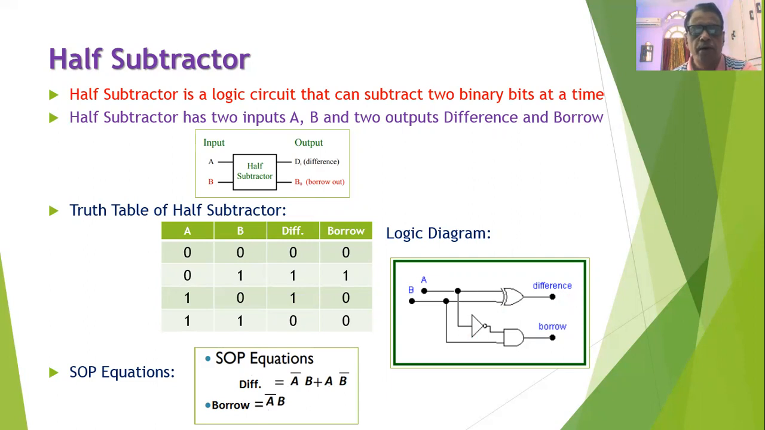In order to obtain the borrow output, we will use one NOT gate and one AND gate. The complement of A will be A bar, and then it is ANDed with B, so that we will get the borrow output A bar into B. So by making the combination of one XOR gate, one NOT gate, and one AND gate, we can easily construct the half subtractor circuit.